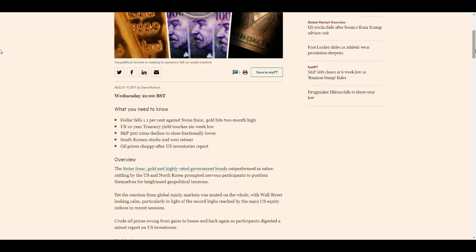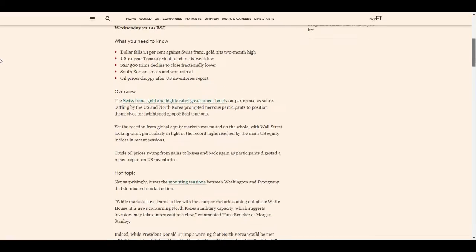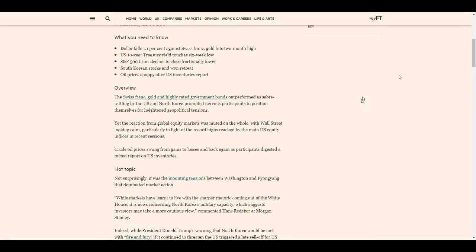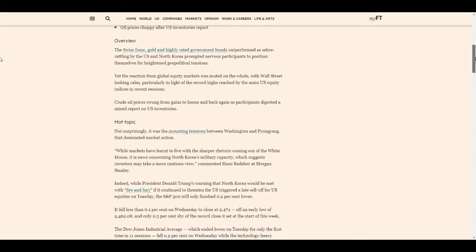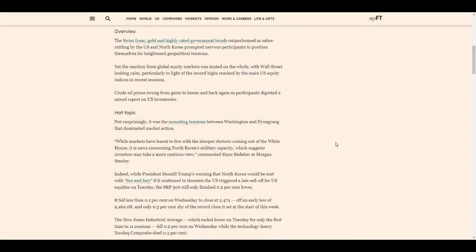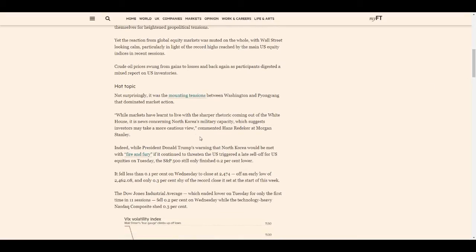So what was evident from that article was that there was a clash between the leaders of North Korea and the United States, which created a little bit of tension in the region, which also fueled franc buying and gold buying. It was noted that investors didn't usually in the past take the North Korea threat very seriously, but now North Korea's military capacity suggests investors may be more cautious, which in turn means that could support further upside on gold on the back of this story going into the next session, which would then be the 10th of August.